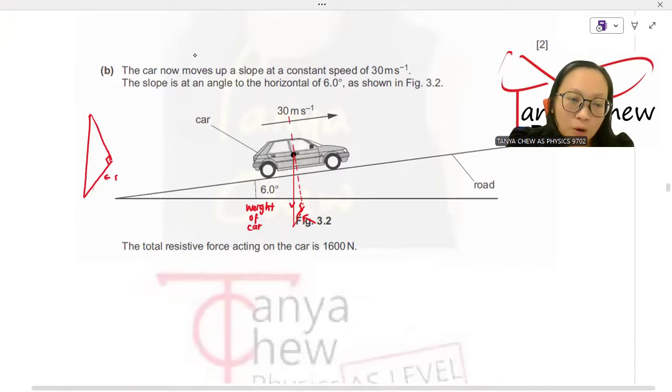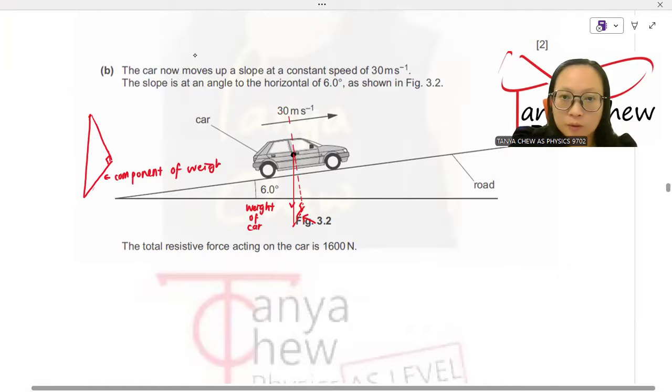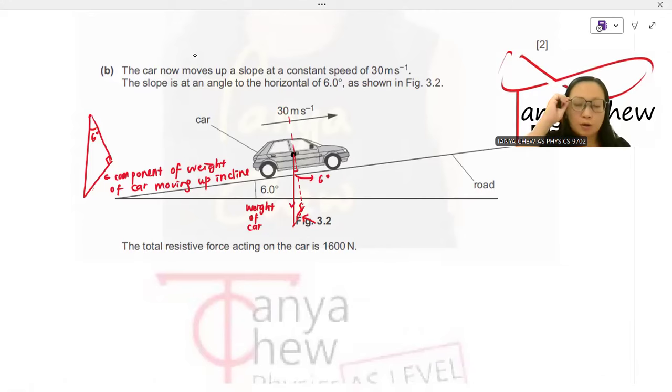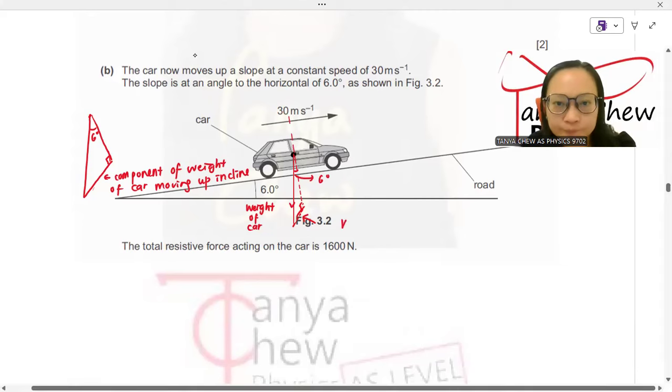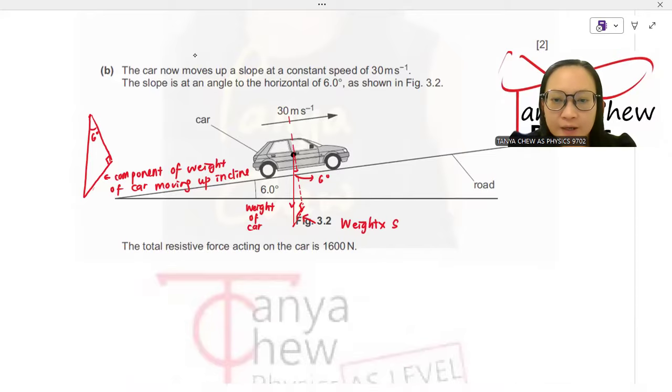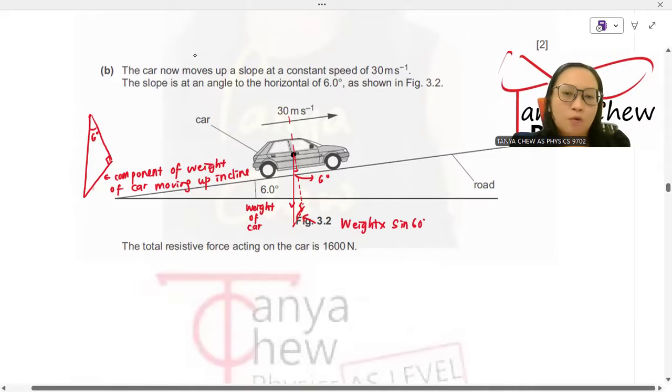This is called the component of weight of the car moving up the incline. So this is 6 degrees. Can you see that the angle is quite small? So how do I find the value there? This is the weight of the car. Weight multiplies by sine 6, opposite over hypotenuse. I'm going to use that.